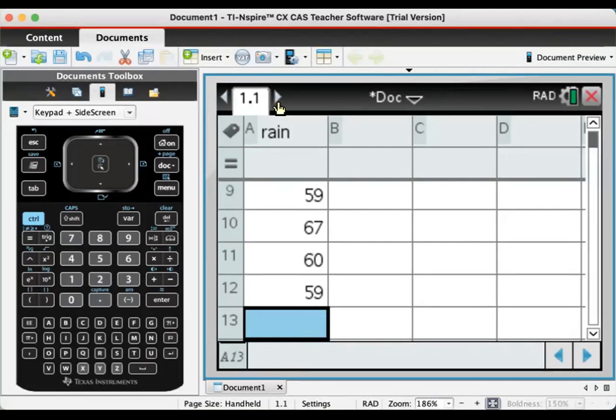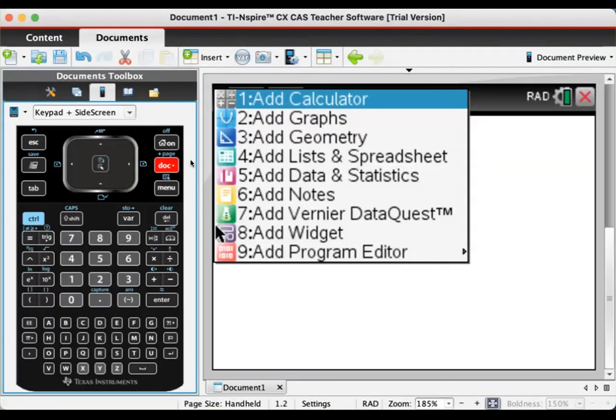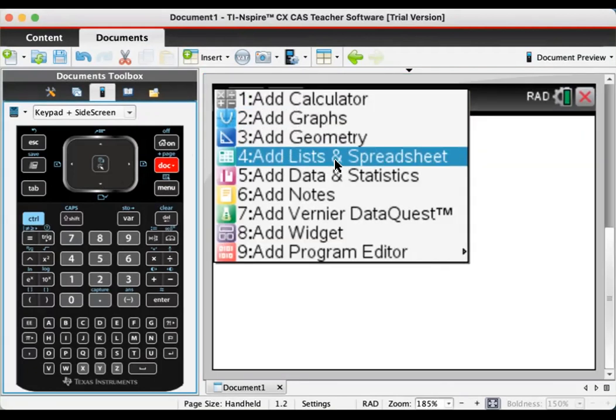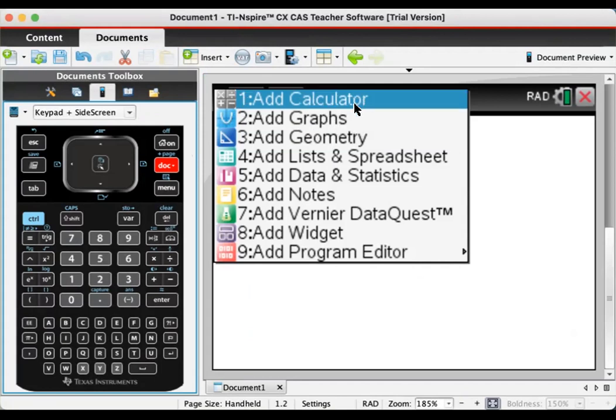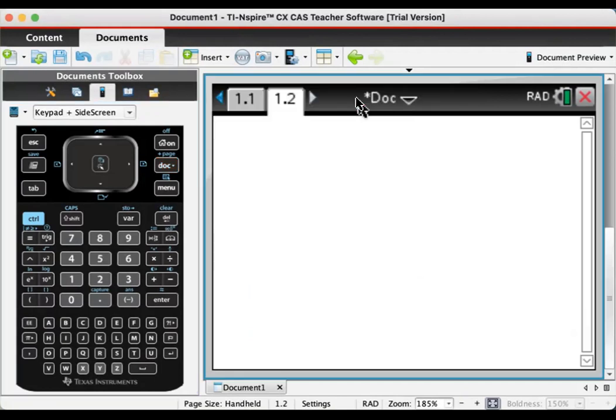How do we open the calculator? Because this isn't a calculator at the moment. Control Doc. Okay, so we're adding a new page here. And then I'm going to add a calculator.